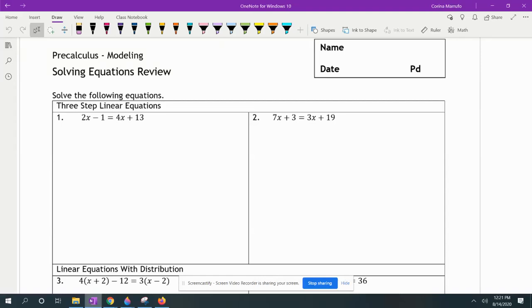So today we're going to be solving equations. It's a little bit of review of Algebra 1 and Algebra 2. We're starting off with three-step equations. With our three-step equations, what that means is it takes 3 steps to solve the equation.